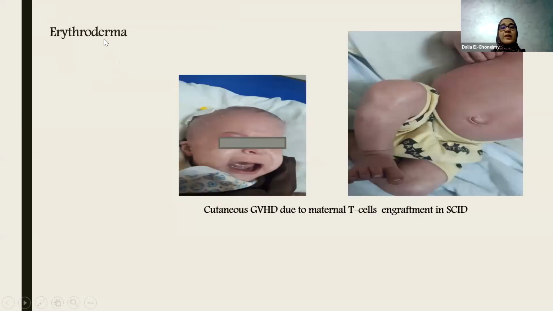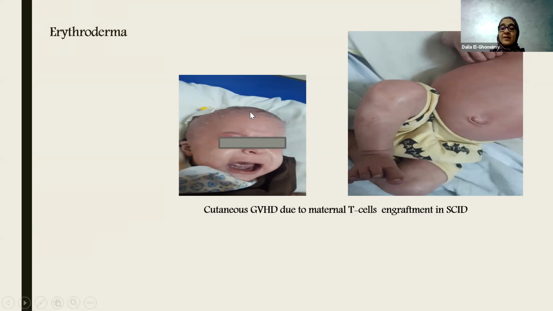The differential diagnosis of atopic dermatitis is erythroderma. Erythroderma could be due to many causes, like this case. One of our patients was a kid and developed a cutaneous graft versus host disease because of maternal T-cell engraftment. The patient has diffuse erythroderma with scaling and extensive itching.